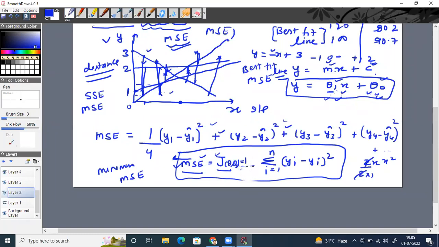Come back. The equation actually becomes 1 by 2n. If you don't even use it, fine, just your mathematical expression will increase. That is the only purpose. Okay, so what is this? This 2 is just used for simplification purposes.